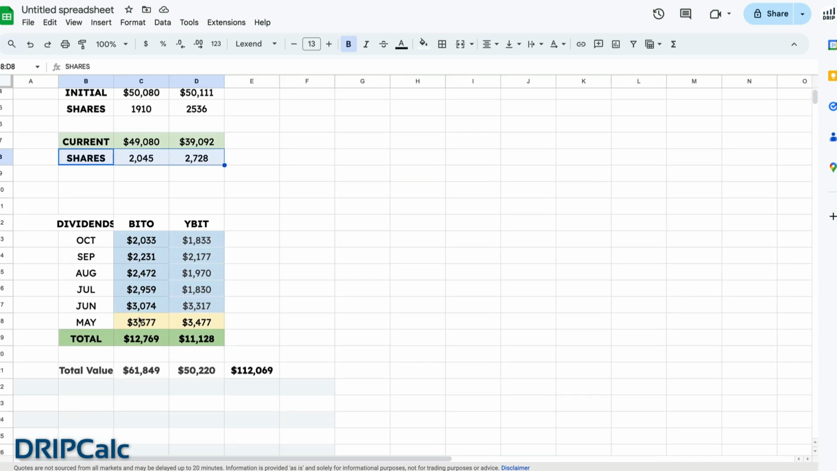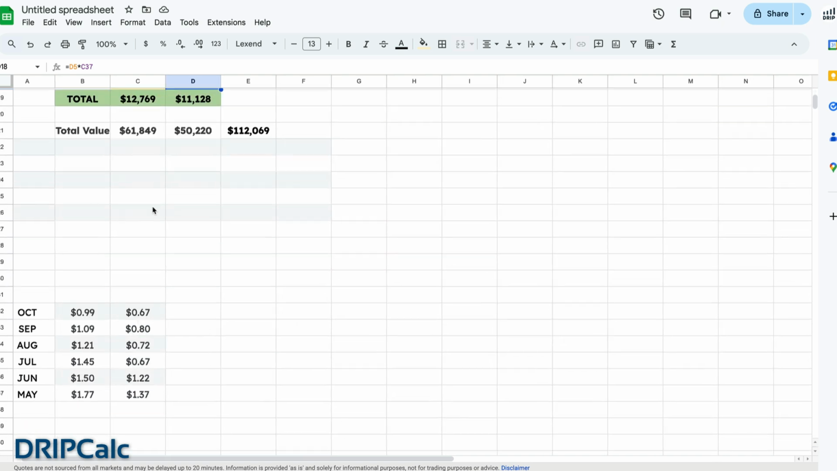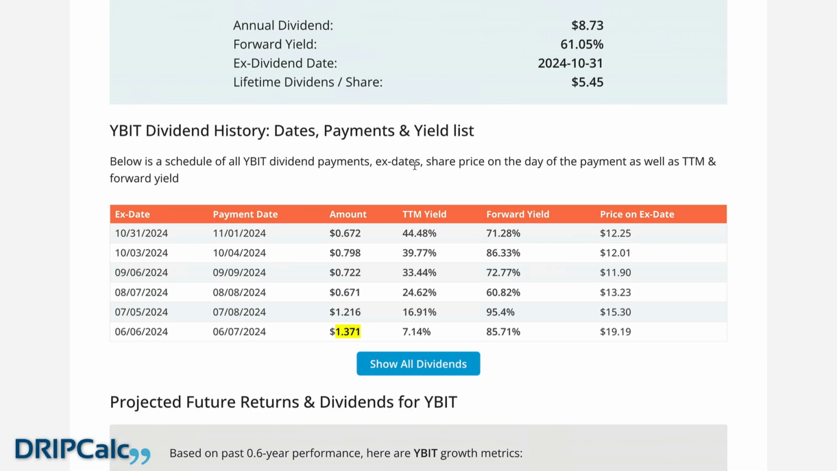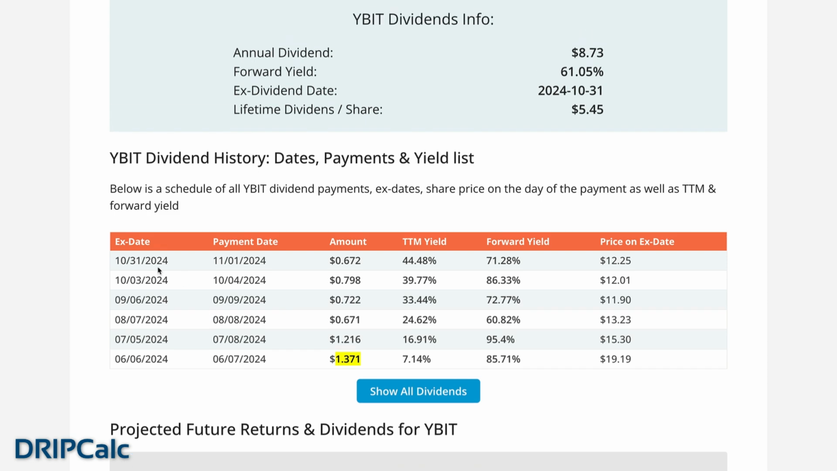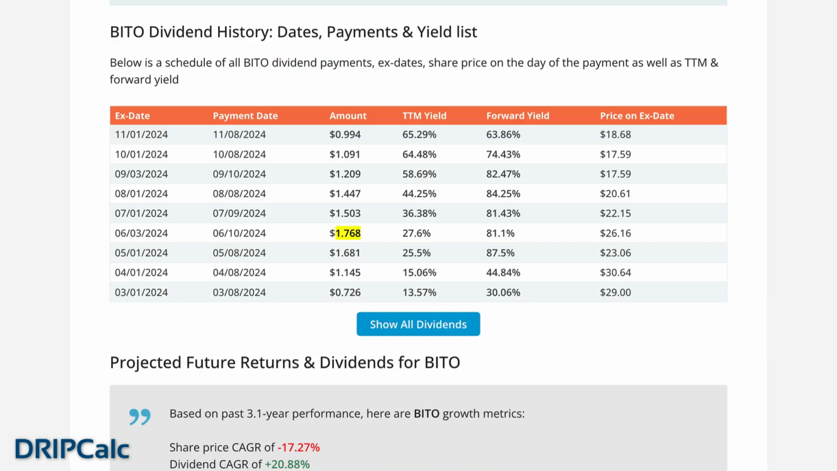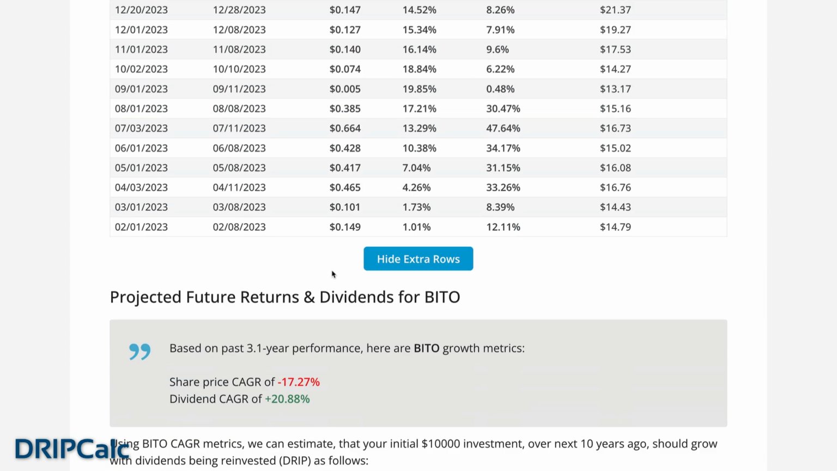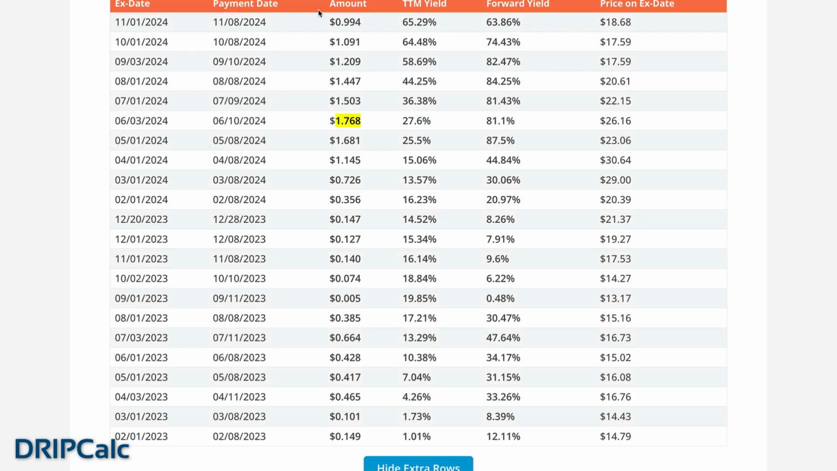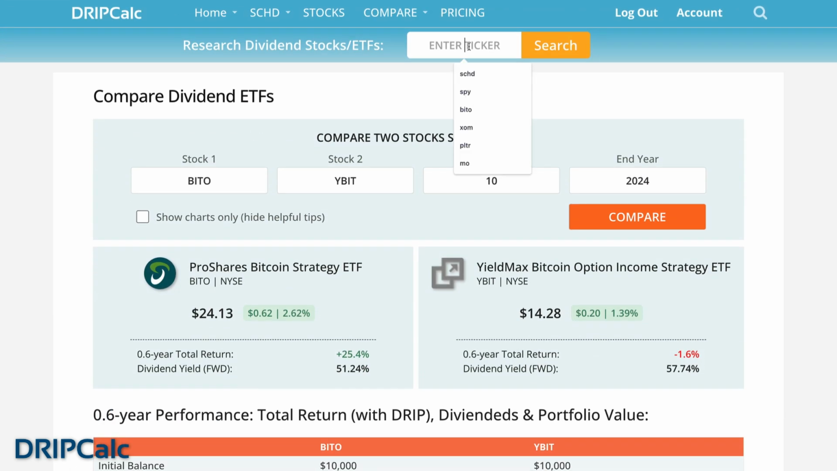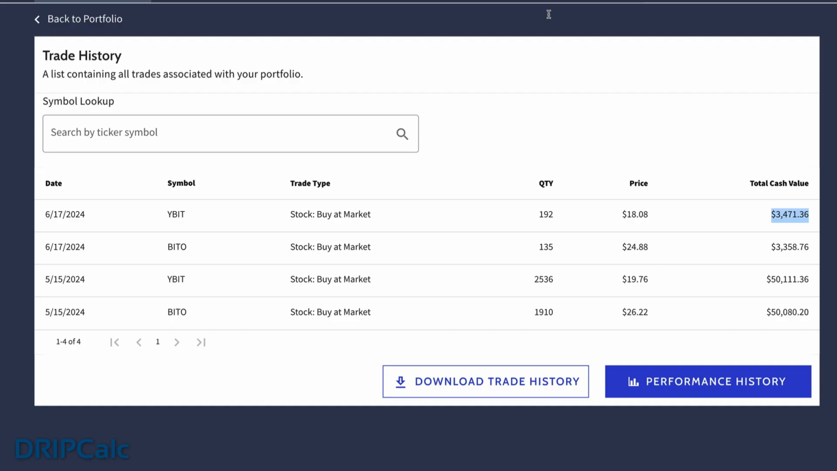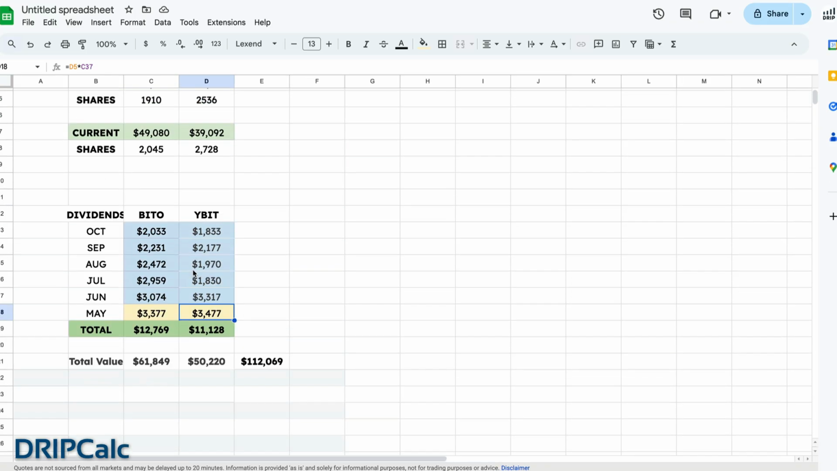Okay, and over here we collected this dividend, but we reinvested it, so I have it with a yellow background. And here are all the dividends. You can compare over here on the page for each of the stocks. Here are the historic dividends for YBIT and for BITO. You can see all the dividends over here, and I'll put the links to this stuff in the description for this video. But basically, just type in the ticker in the search bar on our website, and you'll see all that information.